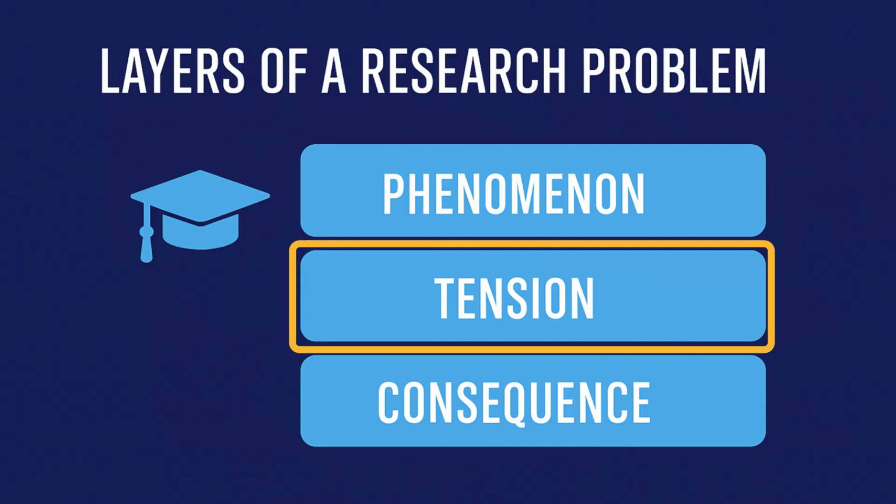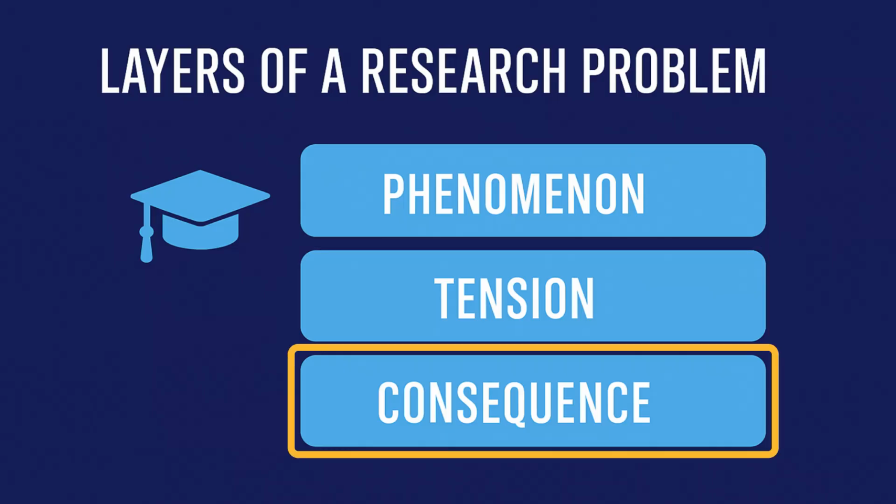To refine the tension, I name an actual system-level contradiction. Schools have implemented wellness and retention initiatives, yet attrition remains high, especially in under-resourced districts. To refine the consequence, I articulate the cascading institutional effects. Ongoing attrition disrupts staffing stability, weakens instructional continuity, and threatens long-term student achievement.